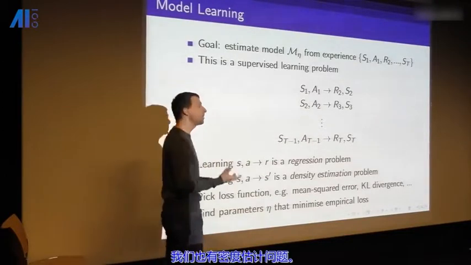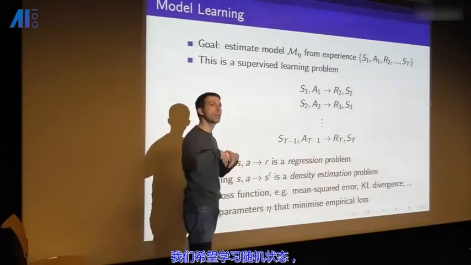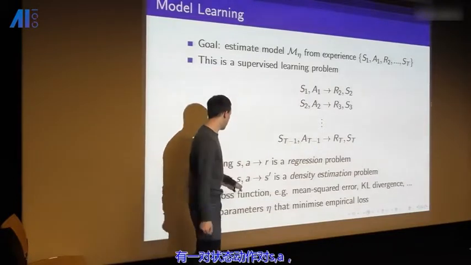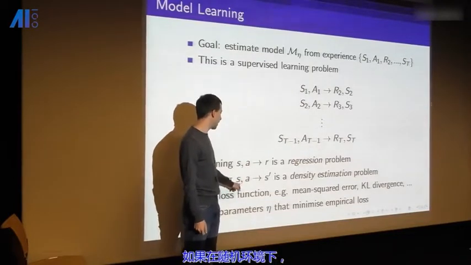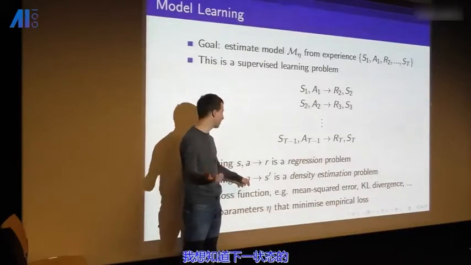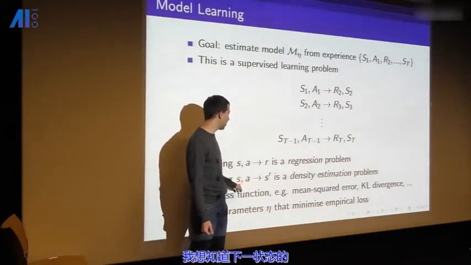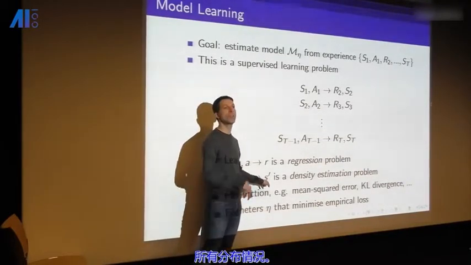But we've also got a density estimation problem. We're trying to learn something stochastic, which is if I'm in this state action pair S, A, in a stochastic environment, I want to learn the whole distribution over what next state I'll be in.